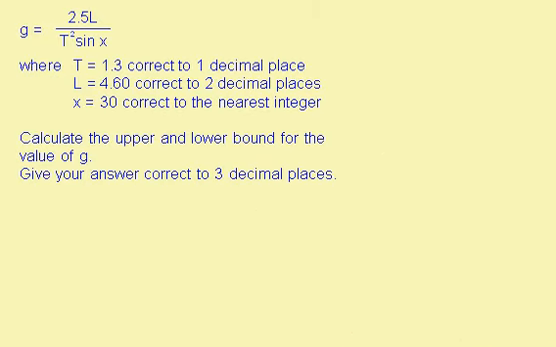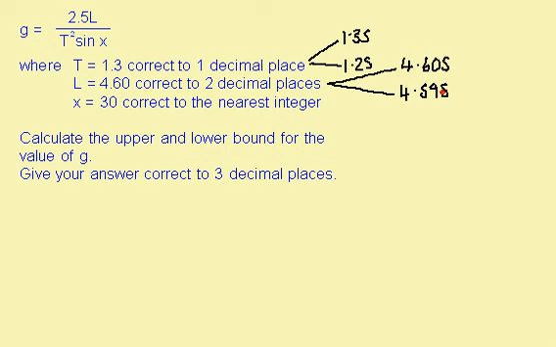This is a much harder question. I'm told this number is correct to one decimal place. So the upper bound is 1.35 and the lower bound is 1.25. I'm told that this number is correct to two decimal places. So the upper bound is 4.605 and the lower bound is 4.595.